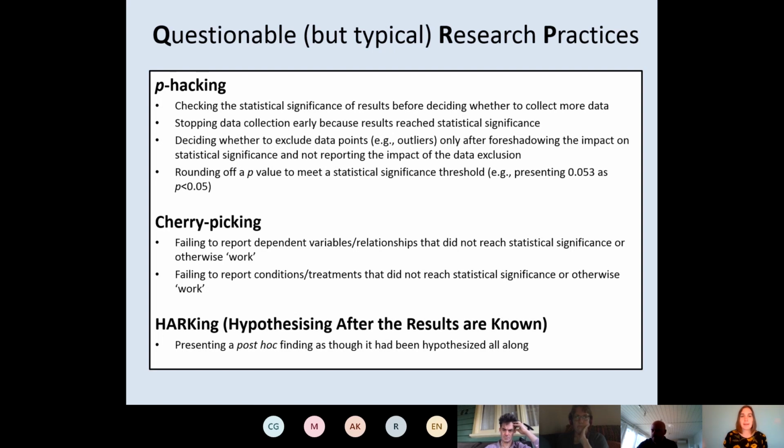Then we've got cherry picking, which is where you do a range of different analyses and then you end up only reporting the ones that look statistically significant or cool and noteworthy, depending on your framework.